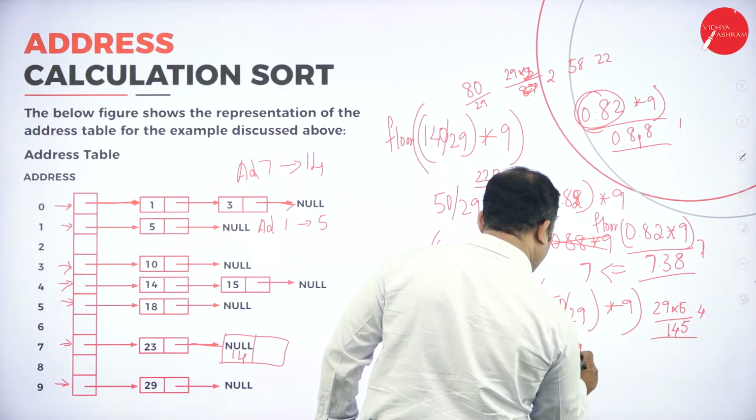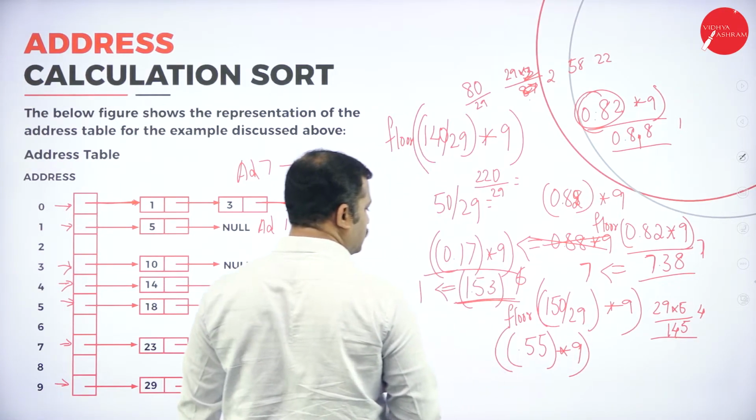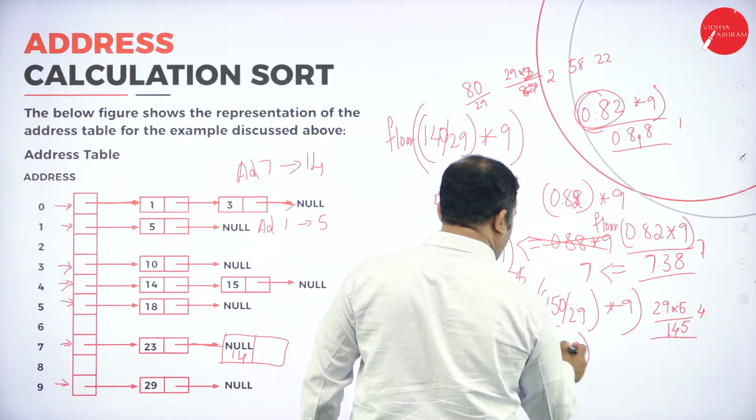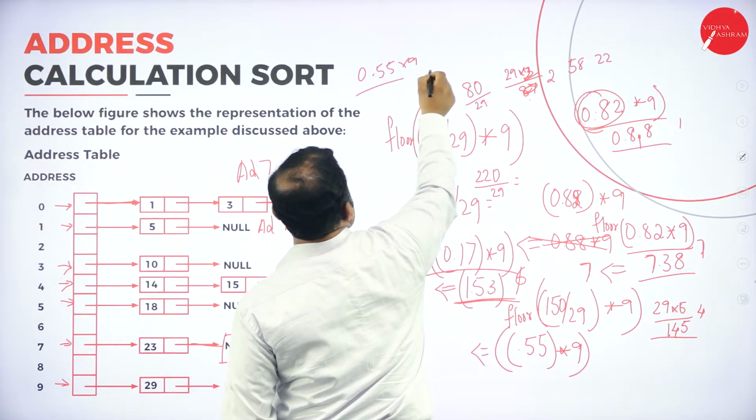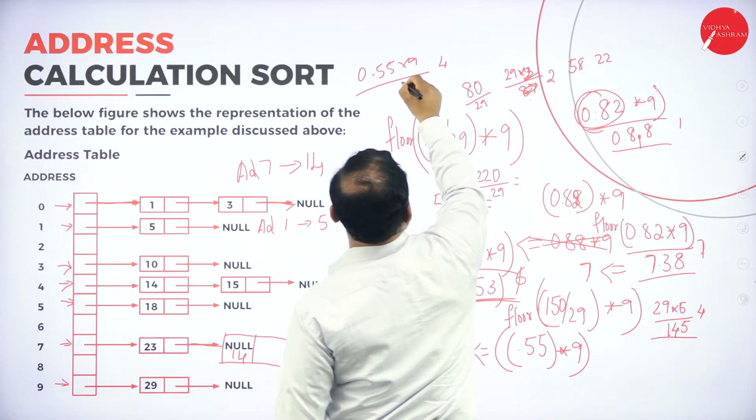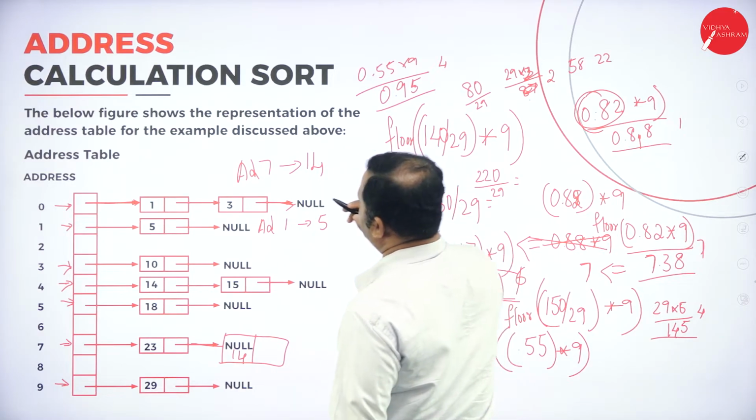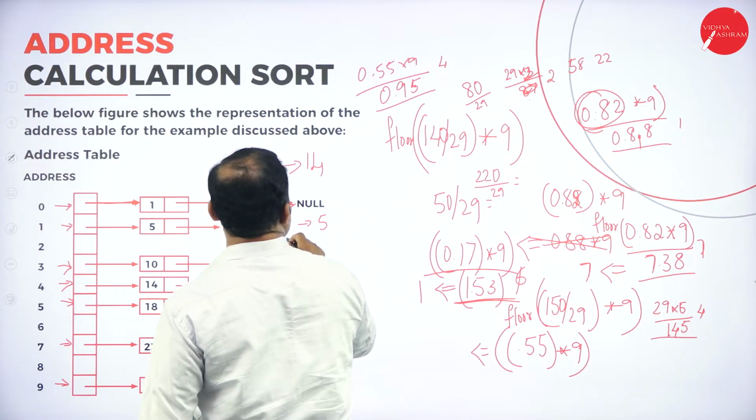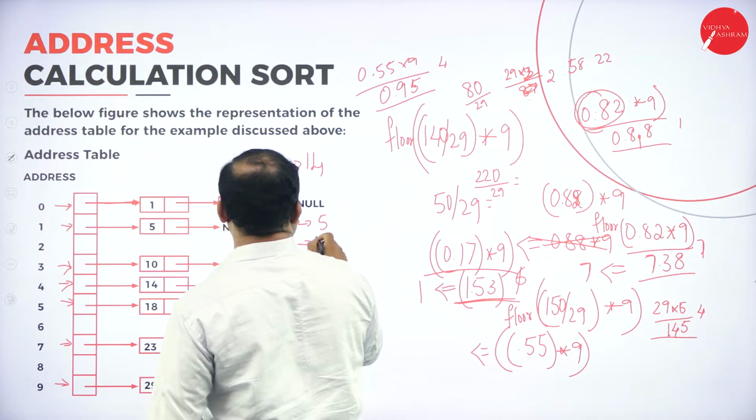star 9. If that is the case, the floor of this is equal to 0.55 into 9: 9 5s are 45, 5 4 carry, 9 5s are 45, 9 9 0, 0.55. So again this 15 is to be placed in which location? According to this, address 0th location, it has to be placed in this location.